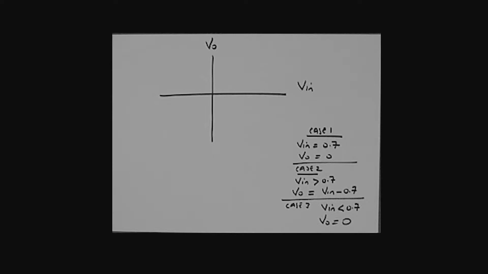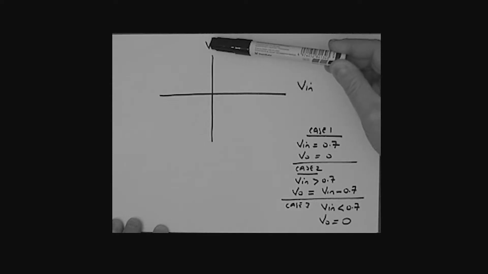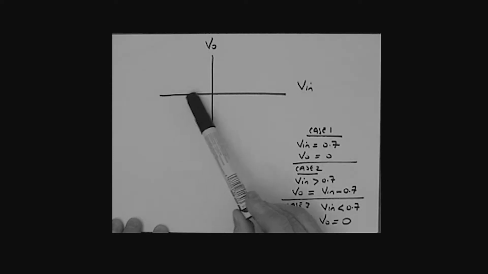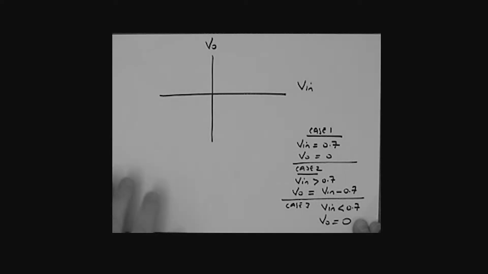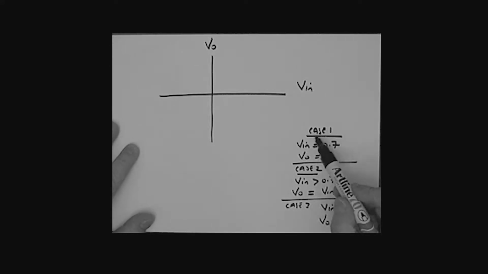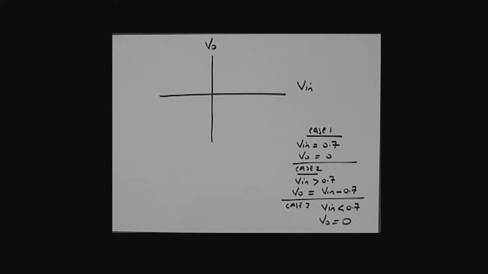Okay, I hope you had a chance to look at this problem. Basically what I asked you to do is make a plot of the output voltage versus input voltage for that previous circuit. And this is referred to as a transfer characteristic. Well, look, what we have to do here is really look at the three different cases and put that information onto this graph. So look, case number one.